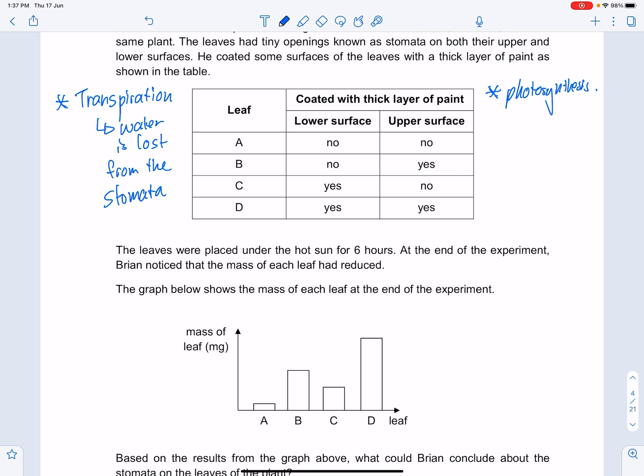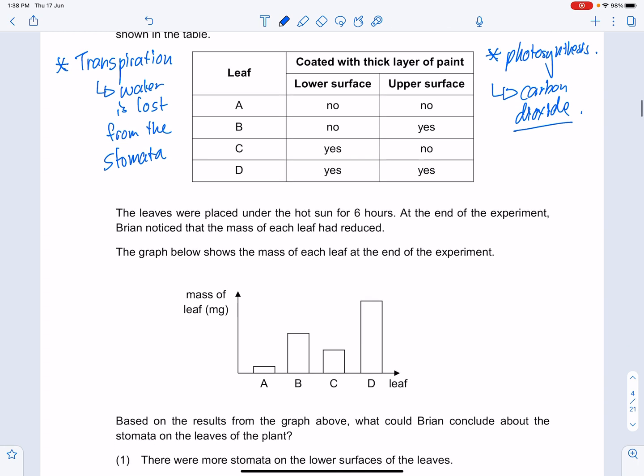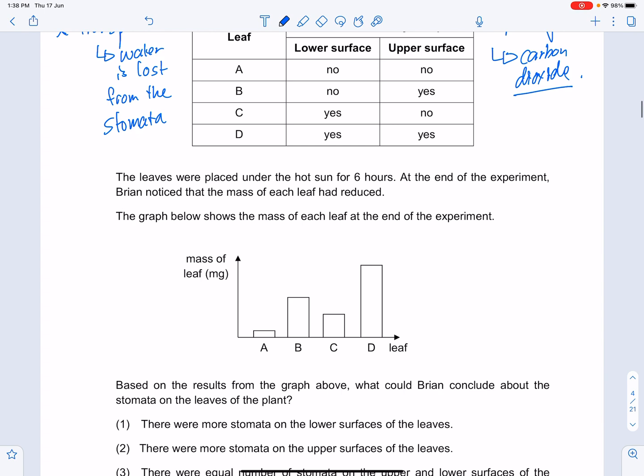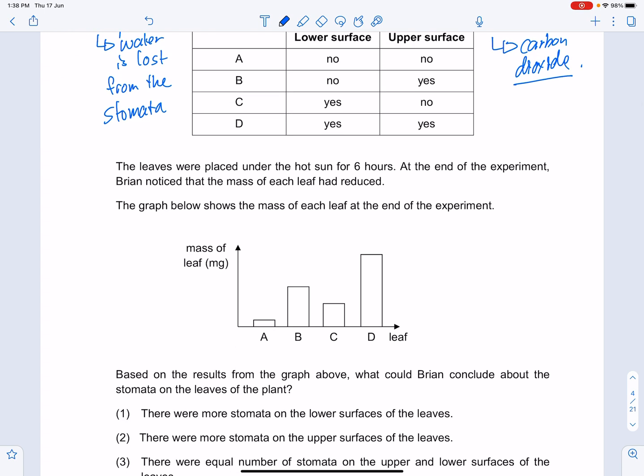But more importantly, for photosynthesis, you're really concerned about the fact that you need carbon dioxide. I'm sure by now you know that carbon dioxide is a key factor needed in photosynthesis. So how does the carbon dioxide enter your plant? It is actually through the tiny openings known as your stomata. So you really need the stomata to be unblocked in order for carbon dioxide to enter, in order for photosynthesis to occur.